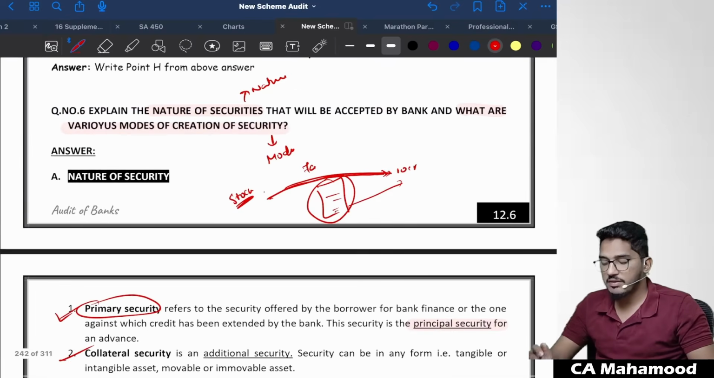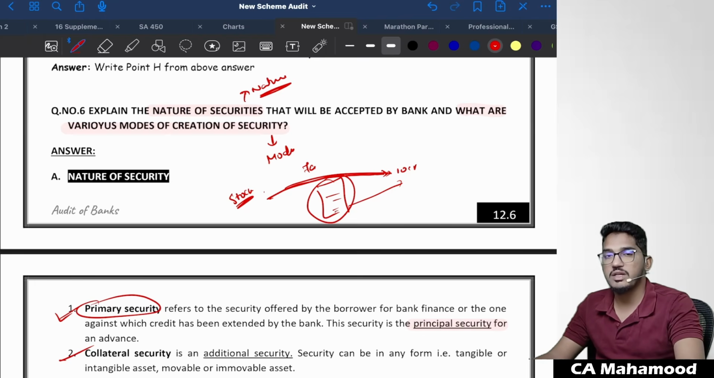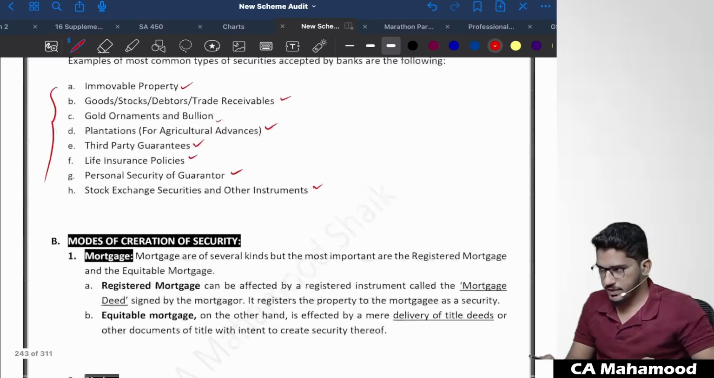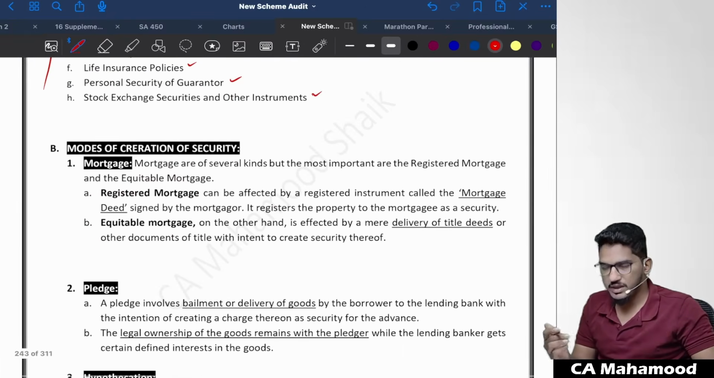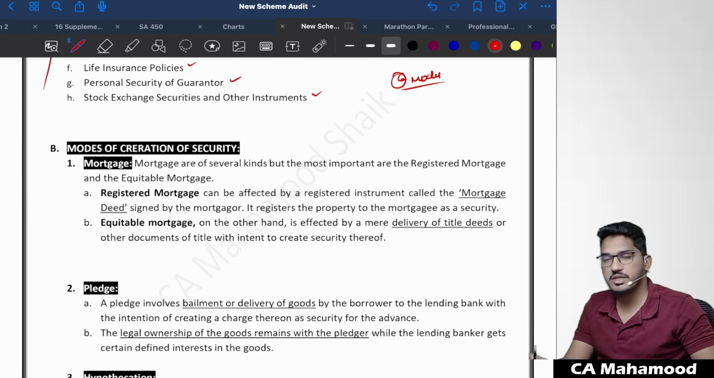So one part of the question we have answered: what are the nature of securities. Now let us address the next part, which is about the various modes of creation of security. In the ICS study material, they have given that there are 6 modes of creation of security. How many modes are there? 6 modes of creation of security.